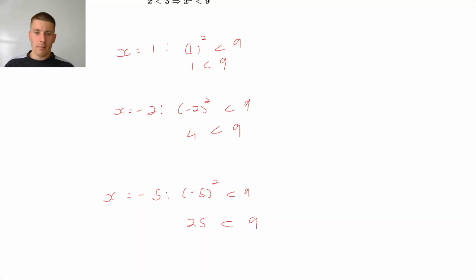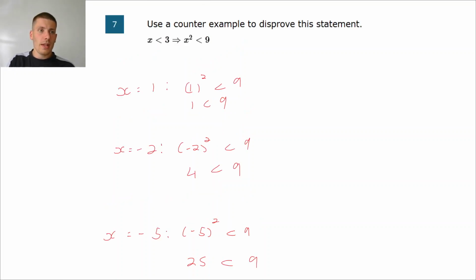So basically, any negative value less than negative 3 is going to work. So this statement down here has disproven the statement. When x is equal to negative 5, we've got 25, which clearly is not less than 9. The statement just breaks down. I'm going to move this out of the way. It's not true, is it? That statement is not true.